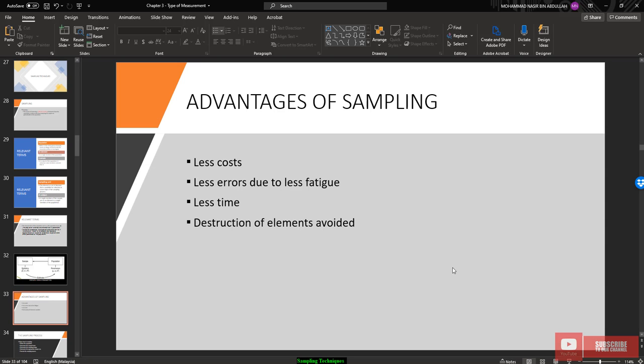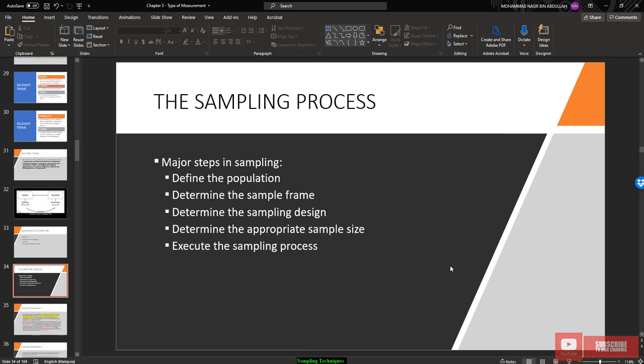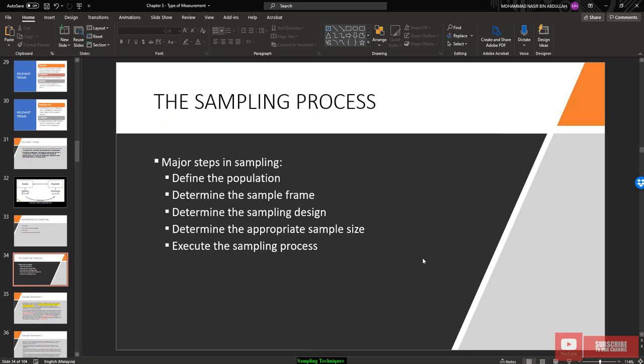Right? So the advantage of sampling, of course: when we have a very large population and we do sampling, we cut down our cost of capturing all the members in the population. It reduces cost, reduces error due to less fatigue, saves time, and avoids destruction of elements. So this is the advantage of sampling. Before we move to the sampling techniques, we need to understand the sampling process. The major steps in sampling first start with defining the population.